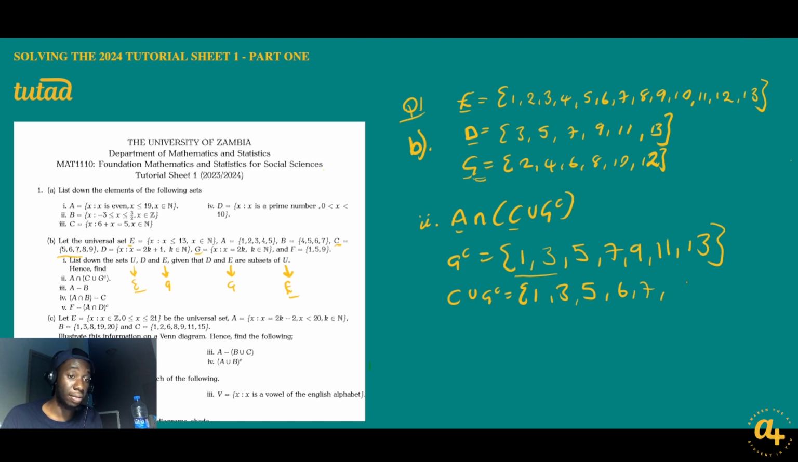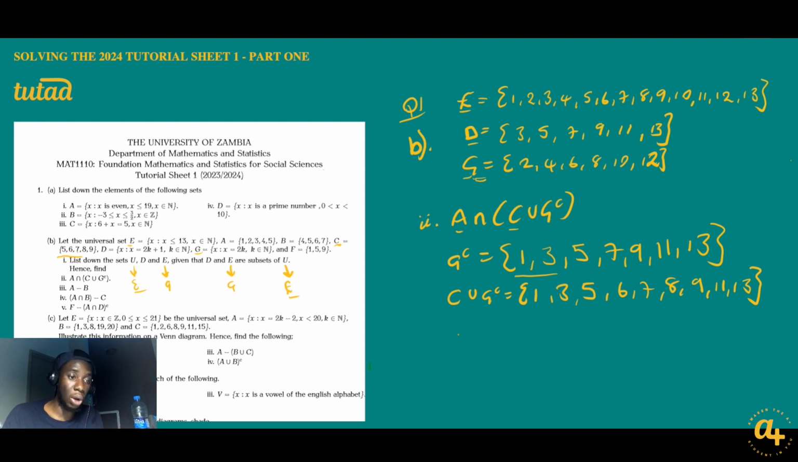And then we're going to have 8, which is just in C, and then we're going to have 9, which is in both set C and G complement, and then we're going to have 11 and 13, and these last two elements are coming from G complement. Therefore C union G complement is equal to 1, 3, 5, 6, 7, 8, 9, 11, 13. So we've listed down all the elements in C union G complement.